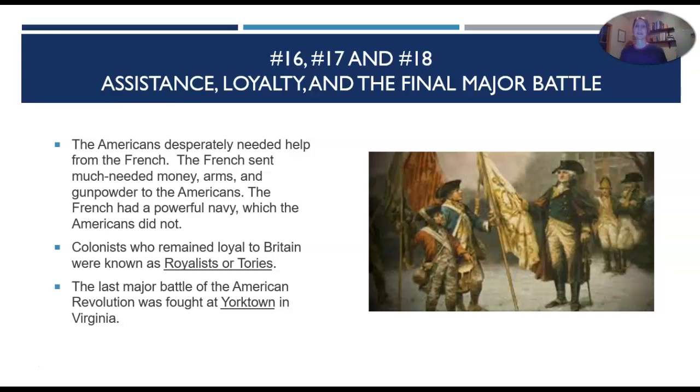Number 16, 17, and 18. Assistance, loyalty, and the final major battle. The Americans desperately needed help from the French. The French sent much needed money and arms and gunpowder to the Americans. The French had a powerful navy, which the Americans did not. Colonists who remained loyal to Britain were known as Royalists or Tories. The last major battle of the American Revolution was fought at Yorktown in Virginia.